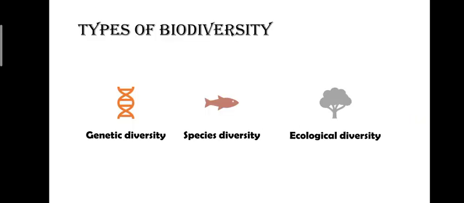Then moving on to the types of biodiversity. Basically there are three different types of biodiversity or three levels of biodiversity. Firstly it is genetic diversity, secondly it is species diversity, and thirdly it is ecological diversity. Ecological diversity is also known as ecosystem diversity. So let us take them up one by one in our further slides.